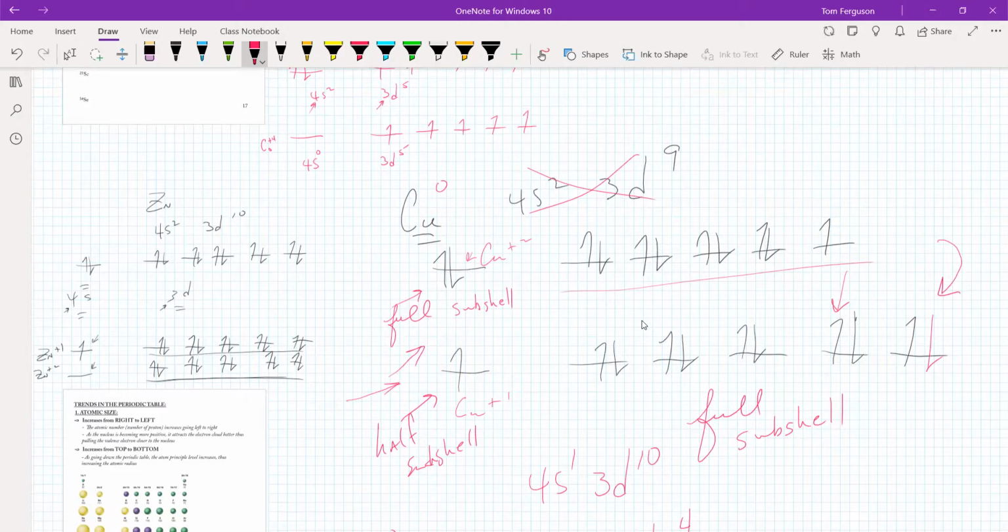Copper +1 is very, very common because when it's in this configuration down here, by losing that one 4s electron, you maintain the full subshell. So the copper +1 ions are very common, more common than the +2 for that reason.